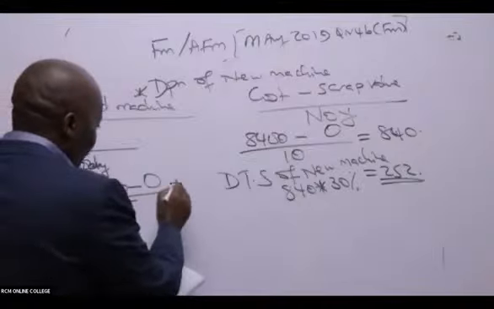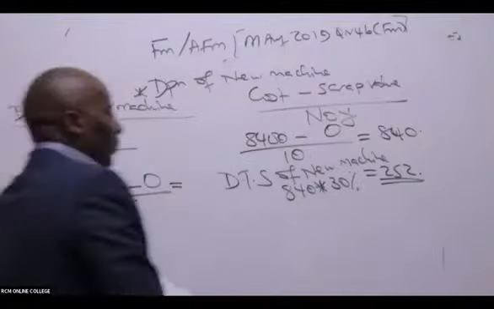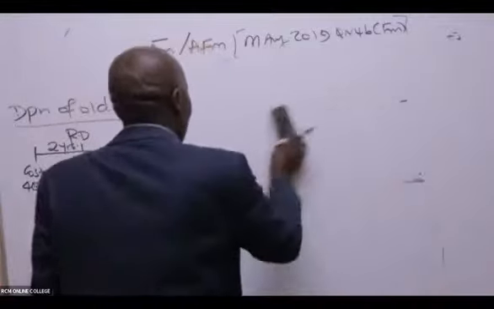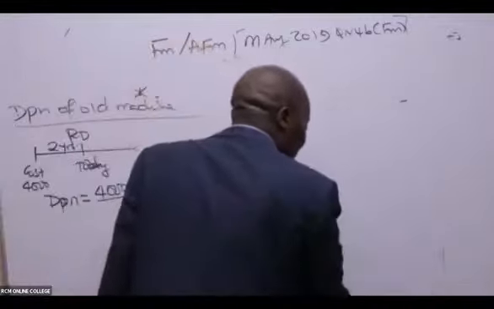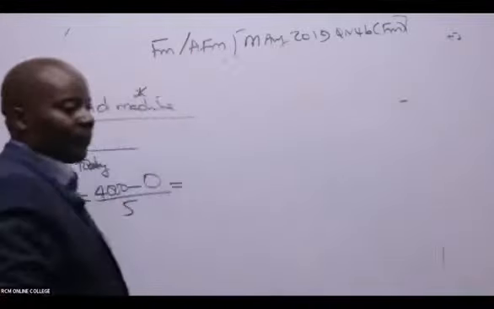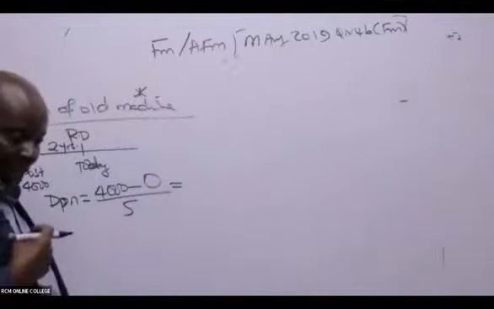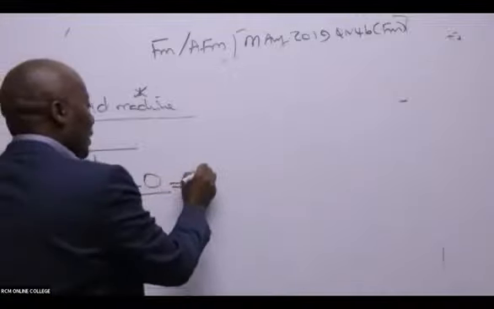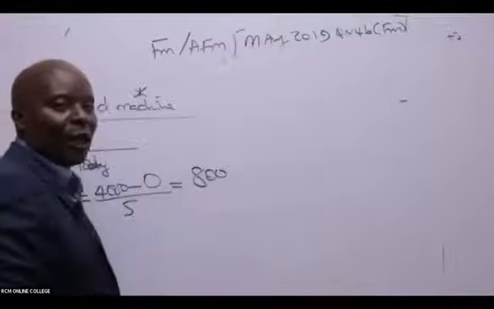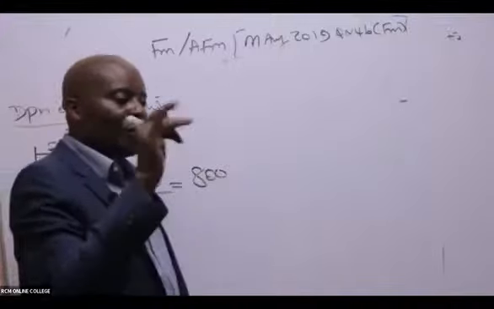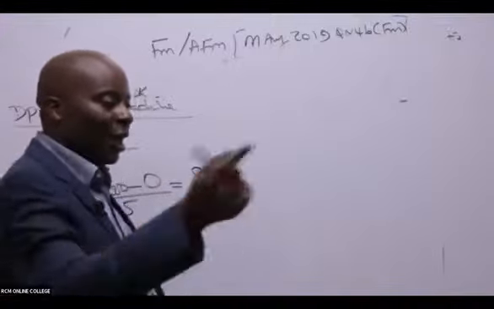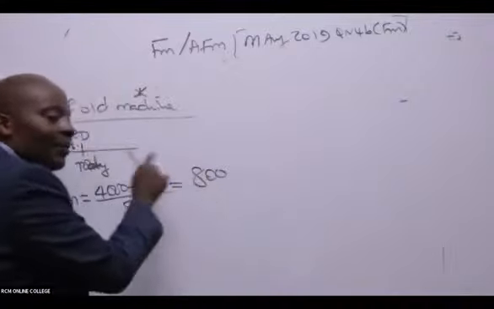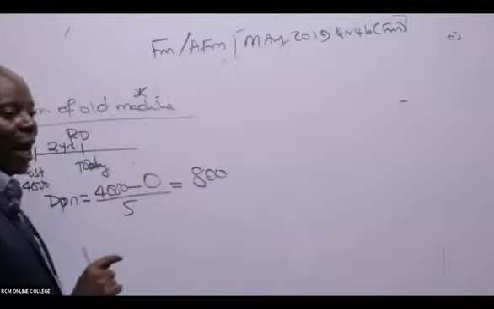Are you able to give me this depreciation per annum? Initially, it was 5 years. Depreciation per annum, 800. There is a ninja saying they can't hear Mwalimu. What you need to do is to tell them to get out of the meeting, and then they come back. So remember, this is per annum.